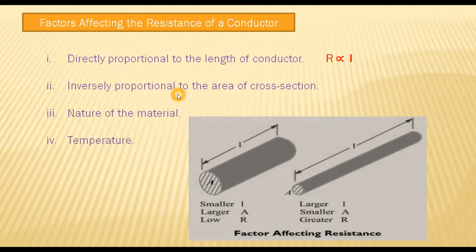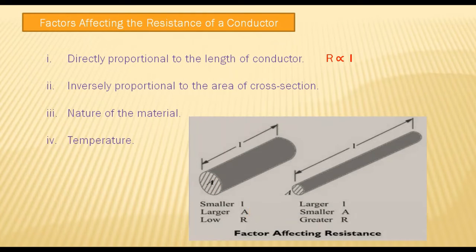Now let's talk about the area of cross section. Again, it has been found by experiments that the resistance of a conductor is inversely proportional to the area of cross section. That means, what is the area of cross section? That is basically the area of the circular portion. Now see, if this area increases, if this area gets doubled, resistance decreases, resistance gets halved.